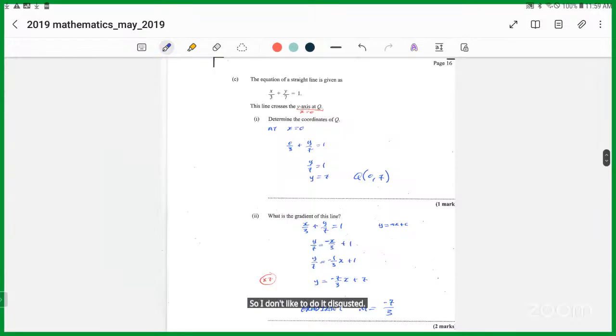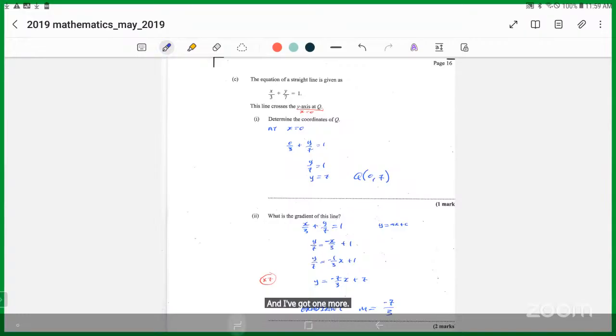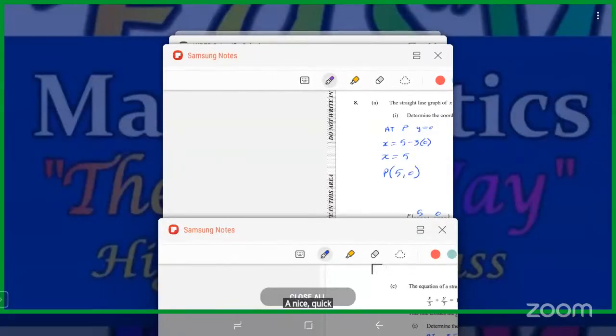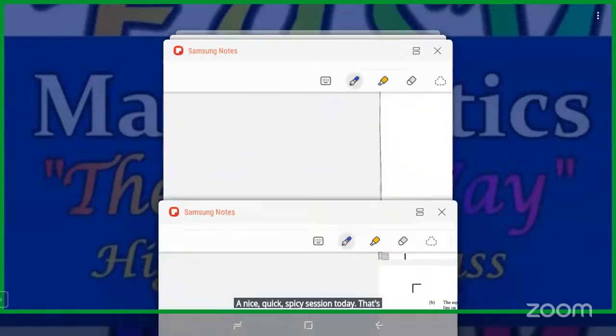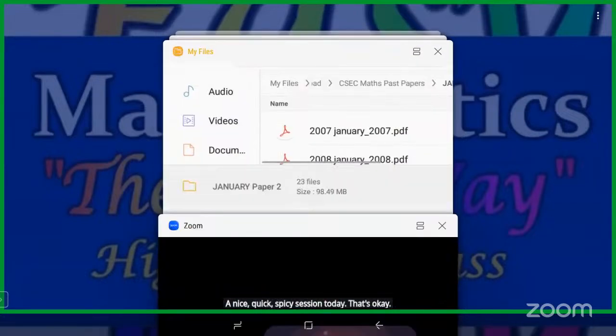Alright. Let me see what else was there. So the class was really short, but that is fine. Just need to be practicing, guys. Practice. And so the last one is 6% already. No, we have another one to go. Let's see. I got one more. Call it a day. A nice, quick, spicy session today. That's okay. Not all the classes are going to be lengthy.